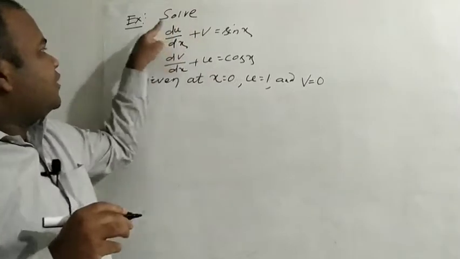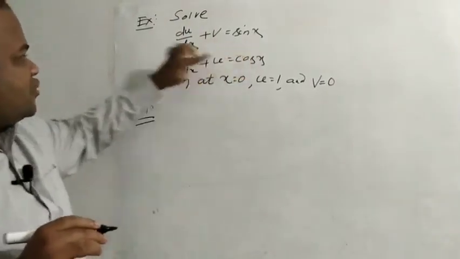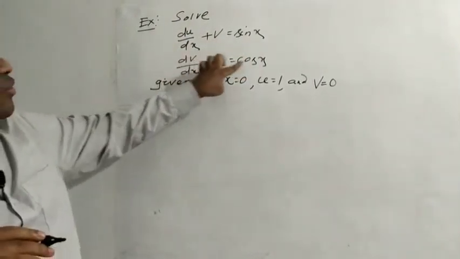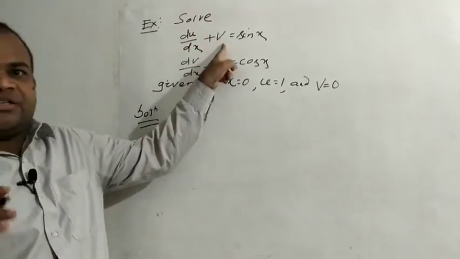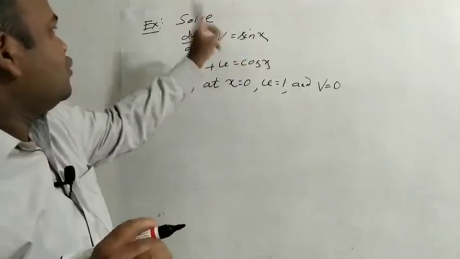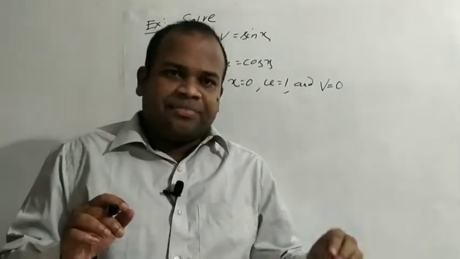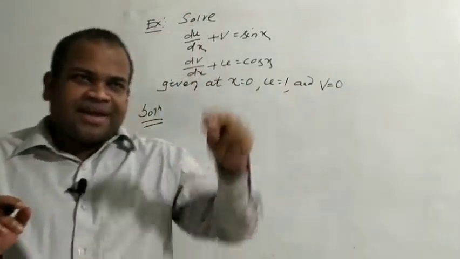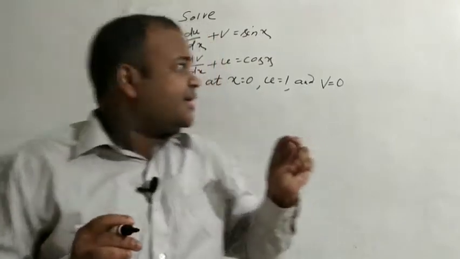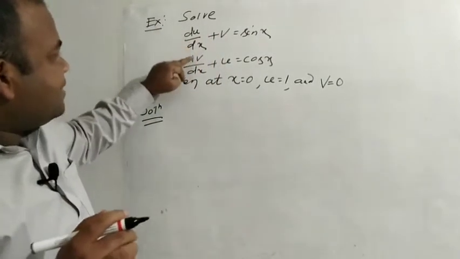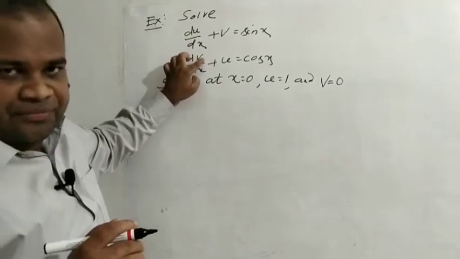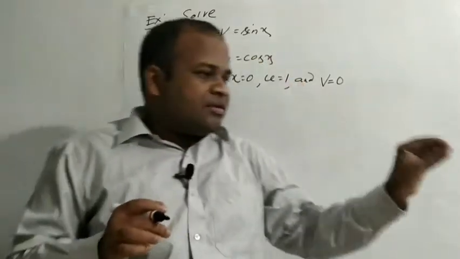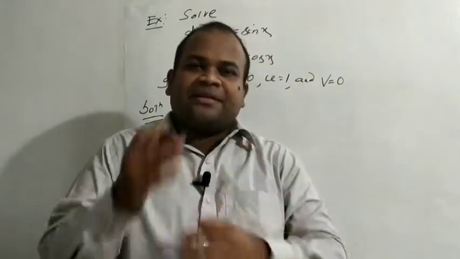Solve du by dx plus v equals sin x and dv by dx plus u equals cos x. Means you will solve for u and solve for v. In some problems it will be given to solve for x and solve for y, where dy by dx and dx by dy will be there. But here du by dx and dv by dx mean you will solve for u and for v. Okay, already you know, in the last problem you solved by the method of elimination.